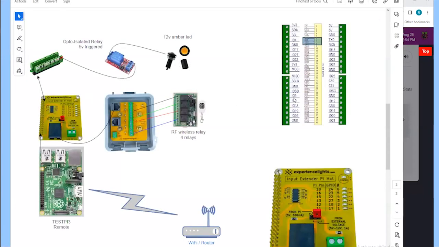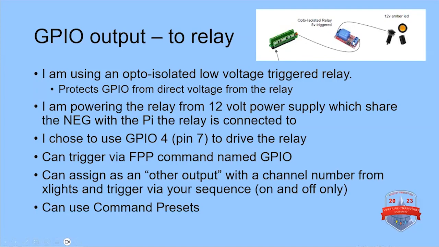I went back to my presentation here. That light is attached to the relay. So I'm using GPIO 4 triggering the relay, which is lighting that light. Cool. GPIO outputs.